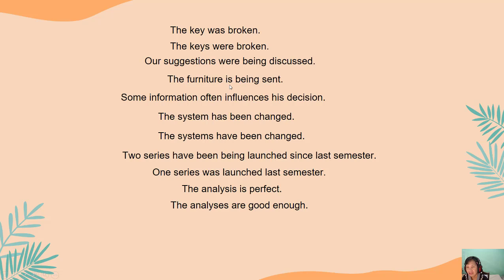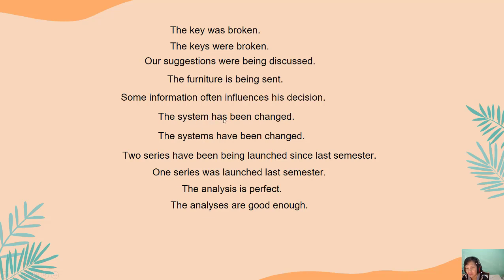It is present continuous. In present continuous, you will need the to be. Is for singular and are for plural. And then some information often influences his decision. Some information is singular, then it is plus s. When it is in simple present, don't forget, the verb is always added with s or es when the subject is singular. The system and the systems, this is singular and plural.